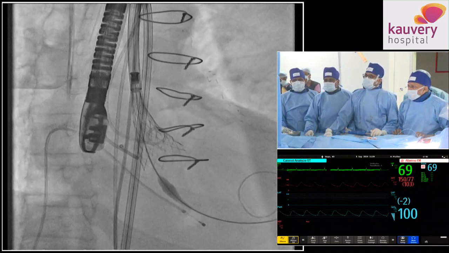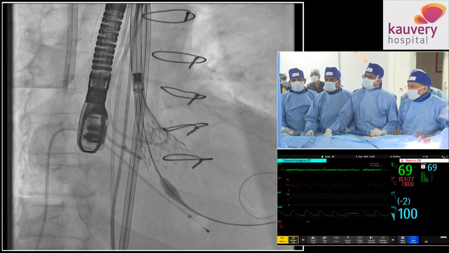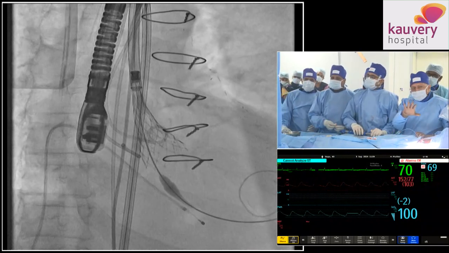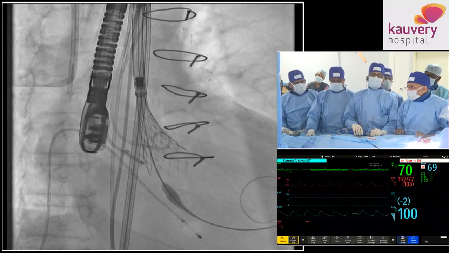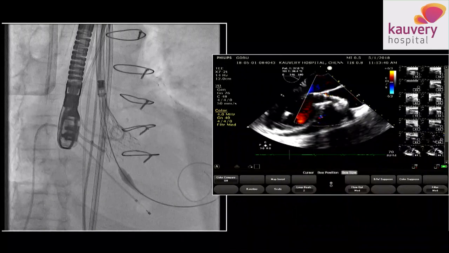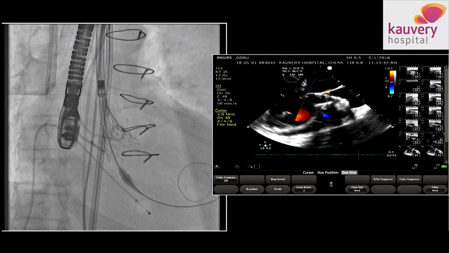On the aortic side, we are still a little deeper, so we can come a little bit back as well. But I think if we don't have any leak here, let's check the color, please. Some color. This looks quite good, actually.